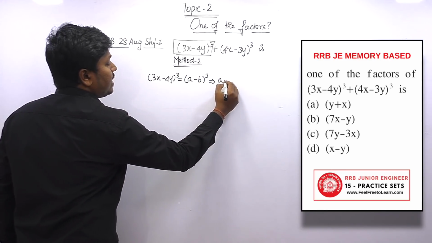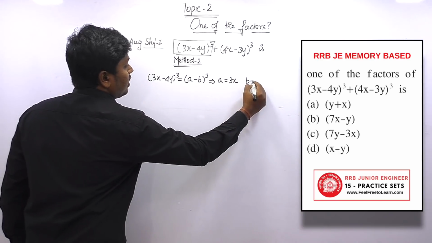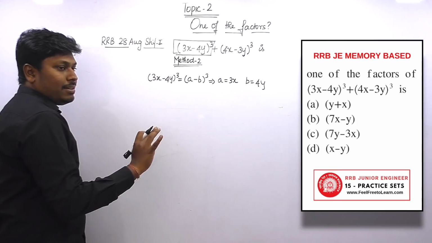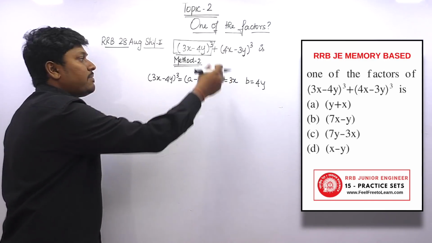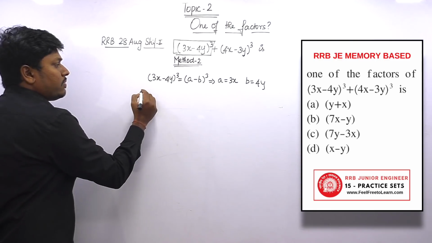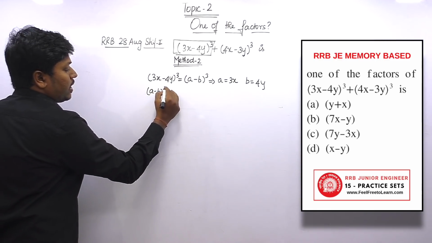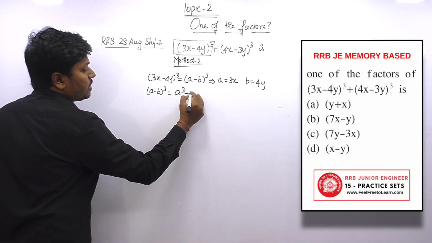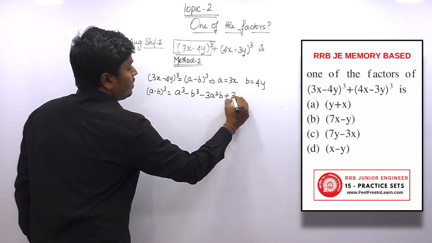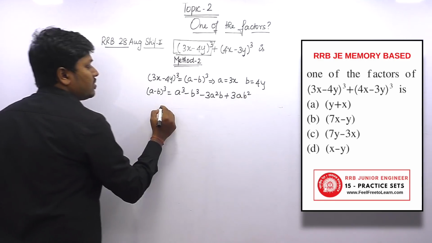And now we can consider this as (a minus b) the whole cube. And we can say the value of a will be 3x and the value of b will be 4y. We are going to solve this term alone separately and this term separately, and finally we are going to add both the terms. That is called method number 2. So you know the formula of (a minus b) the whole cube: a cube minus b cube minus 3a square b plus 3ab square.